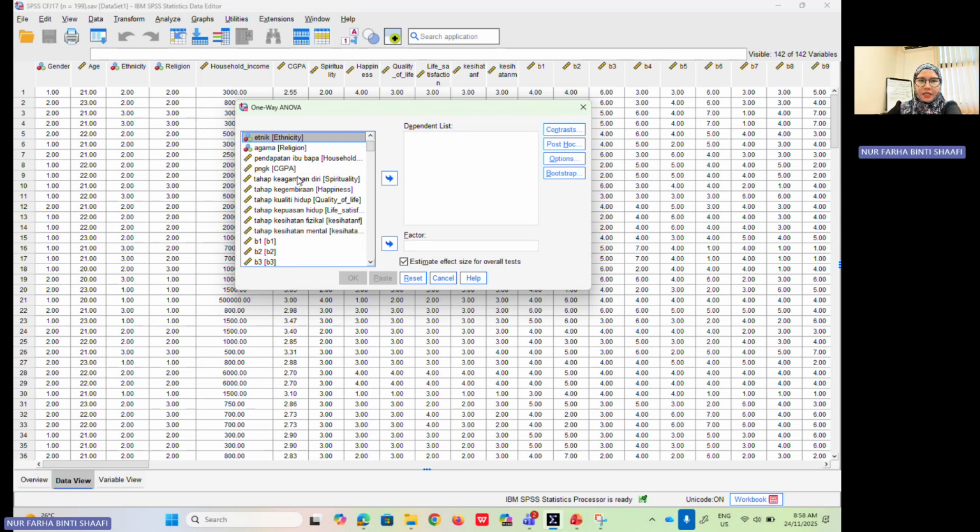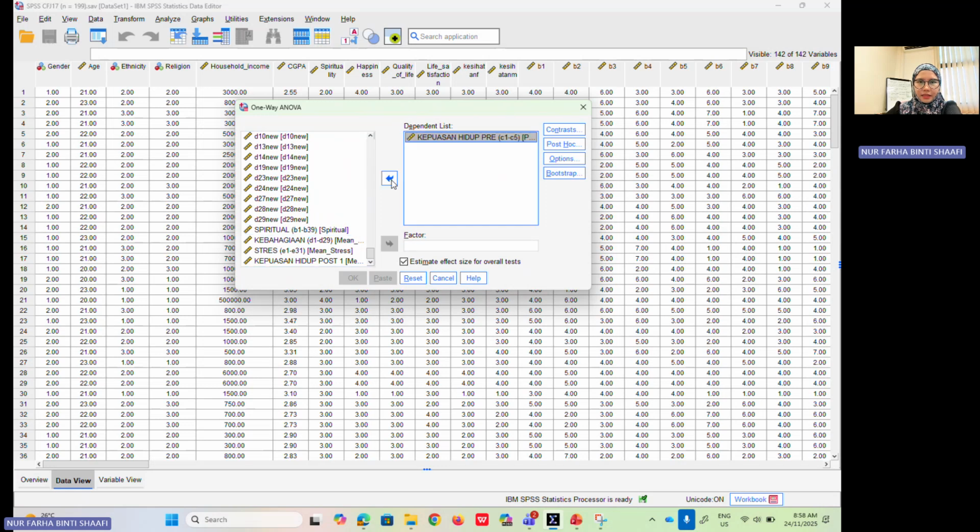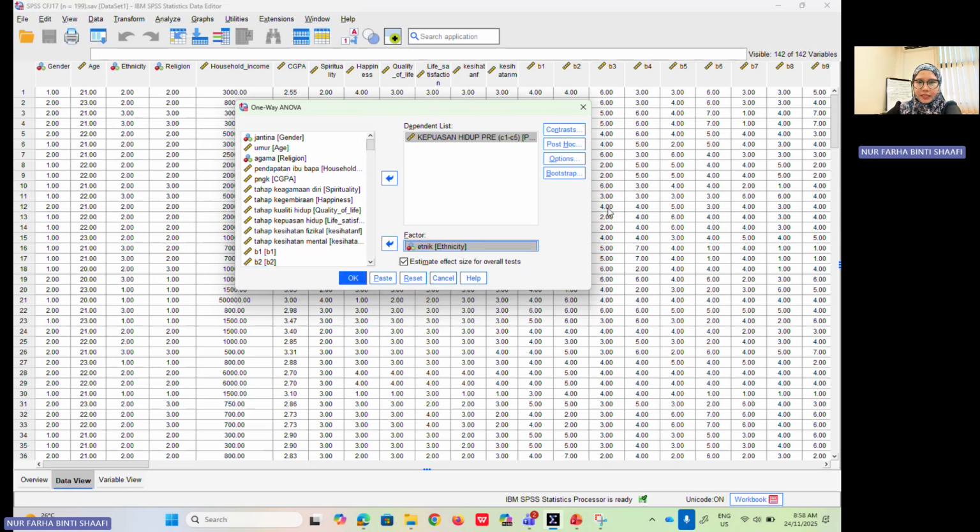For example, our DV just now is life satisfaction. Here it is written in Malay, so you just need to search for kepuasan hidup pre. You put it here under the dependent list. So it is the life satisfaction. How about the factor? The factor is your IV. You scroll up and you can see what we need to find is the ethnicities. Remember? So you move it to the factor.